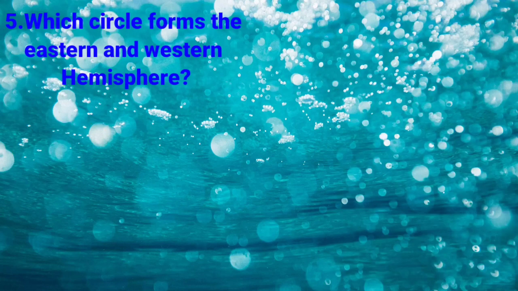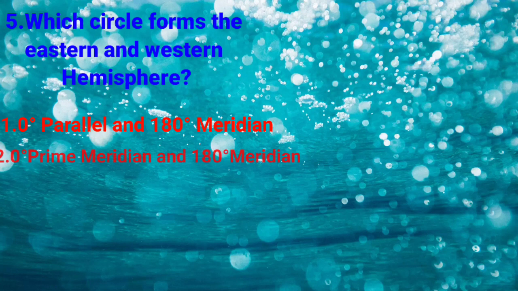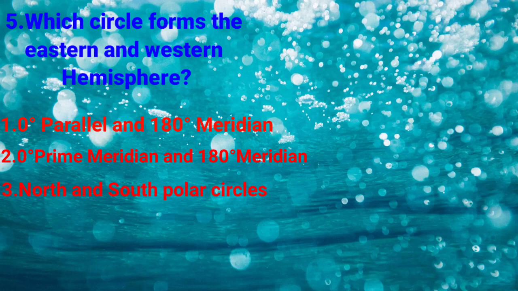Question number 5. Which circle forms the eastern and western hemispheres? Option number 1, 0 degree parallel and 180 degree meridian. Option number 2, 0 degree prime meridian and 180 degree meridian. Option number 3, north and south polar circle.